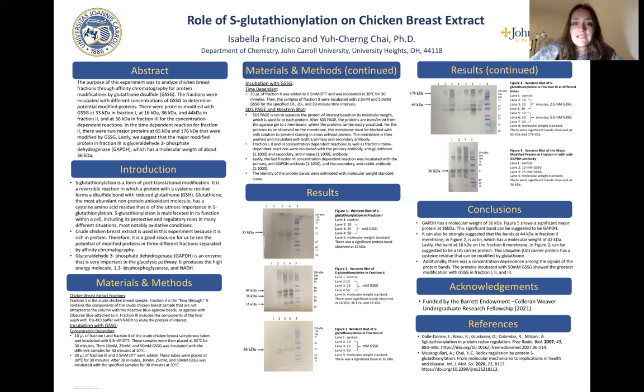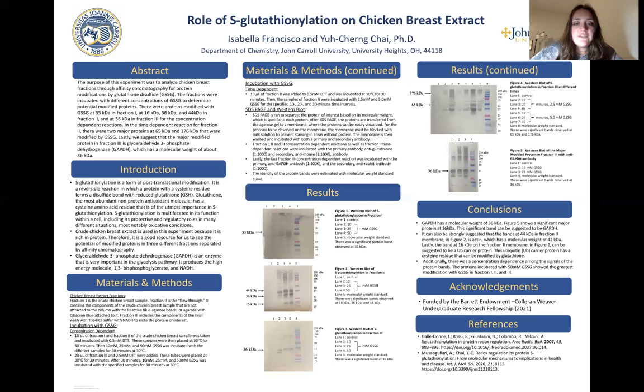For the concentration and time-dependent reactions of fractions 1, 2, and 3, the primary antibody was anti-glutathione and the secondary was anti-mouse. For the last experiment, where we were identifying the major protein in fraction 3, the primary antibody was anti-GAPDH antibody and the secondary antibody was anti-rabbit.